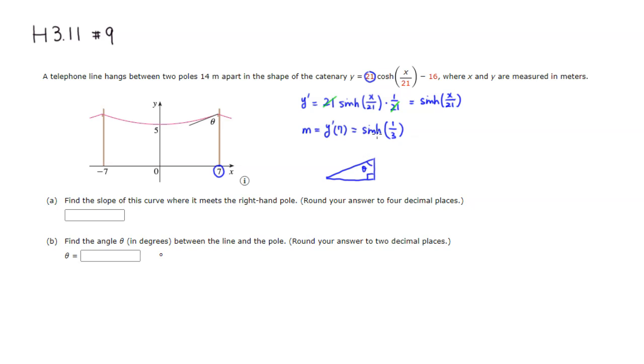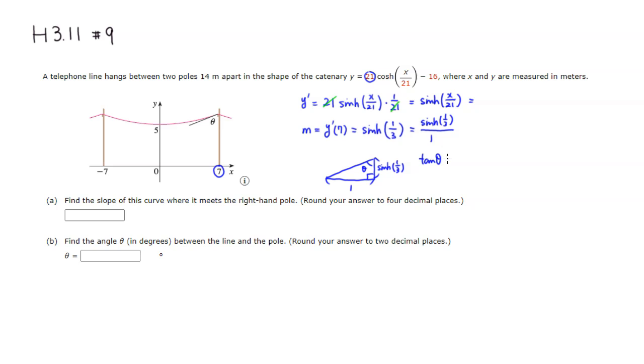Since slope is rise over run, we can think of this side as the rise. The rise is going to be hyperbolic sine of 1/3, and the run would be 1. So in this triangle, this side is hyperbolic sine of 1/3, and this side is 1. This is the opposite of the angle, and this is the adjacent of the angle, so we can probably use tangent. We could do cotangent if you want, but I'm going to use tangent because I like tangent better.